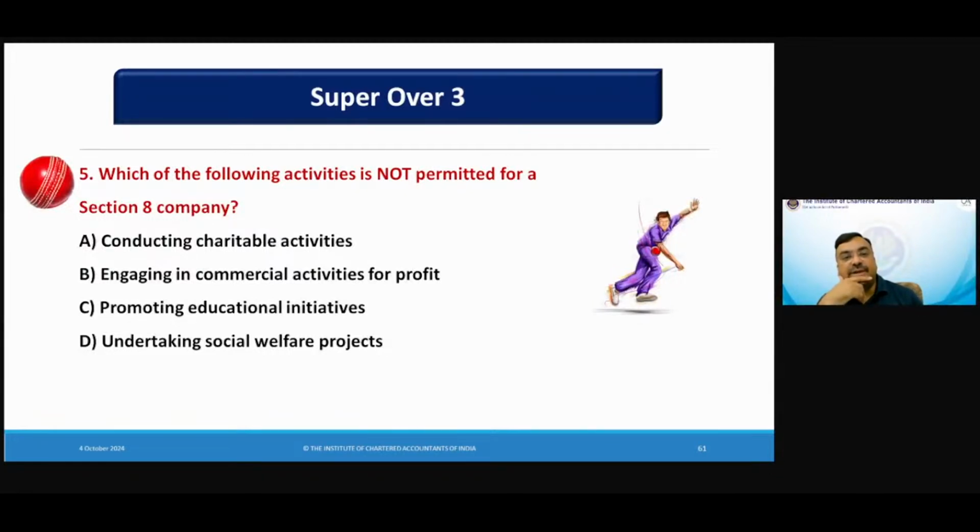Which of the following activities is not permitted for a Section 8 company? Conducting charitable activities, engaging in commercial activities for profit, promoting educational initiatives, undertaking social welfare projects.